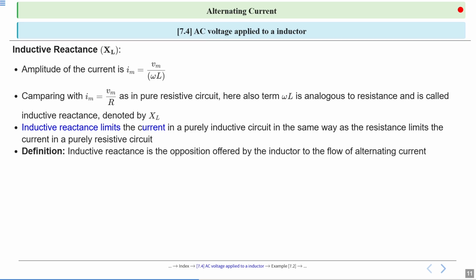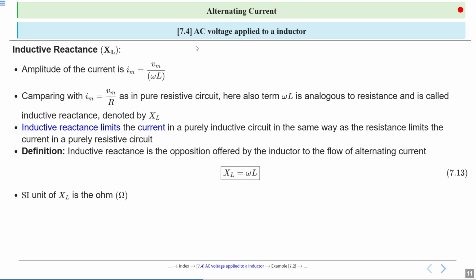So what is the definition? Inductive reactance is the opposition offered by the inductor to the flow of alternating current. What is resistance? It is the opposition offered by the resistor to the flow of current. So XL is equal to omega L. Mark it as equation 7.13. So the SI unit of XL is also ohm.